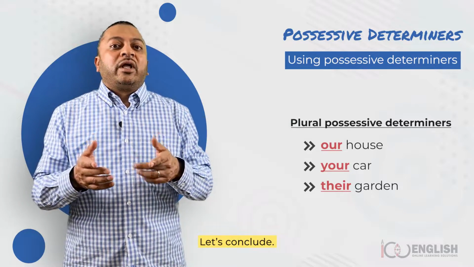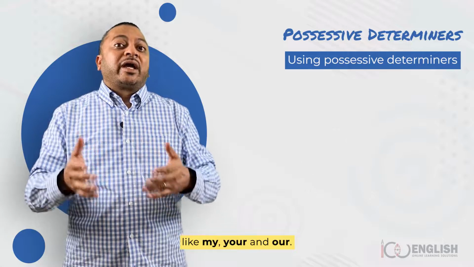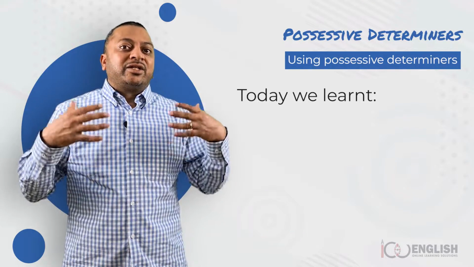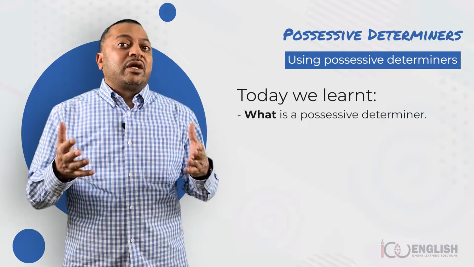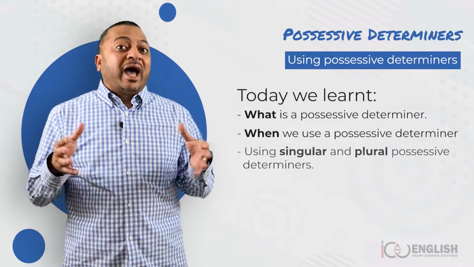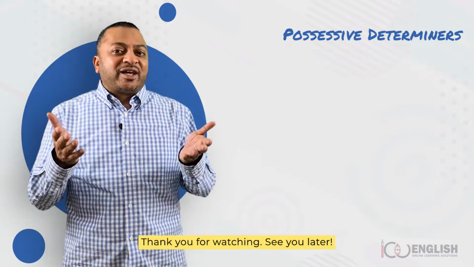Let's conclude. Now you can use possessive determiners like my, your, and our. And today we learned what a possessive determiner is, when we use a possessive determiner, and using singular and plural possessive determiners.